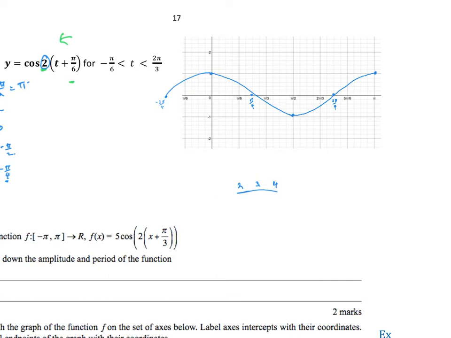And we want to shift our graph pi on 6 units to the left. So that means that point there goes to negative pi on 6, which is there. Okay, so this intercept at pi on 4, which we'll call 3 pi on 12, minus pi on 6, which is 2 pi on 12, is equal to pi on 12. So it's just a small positive, so pi on 12.